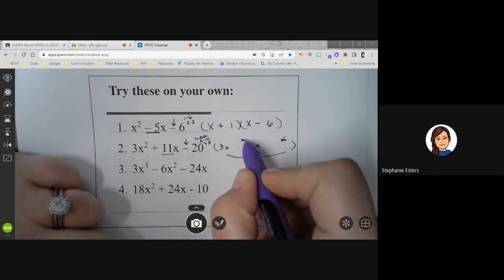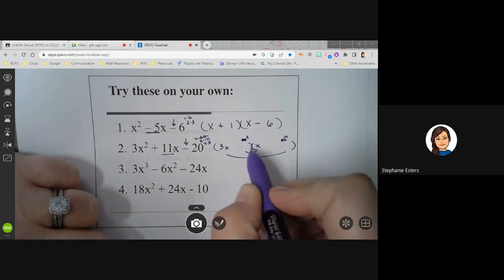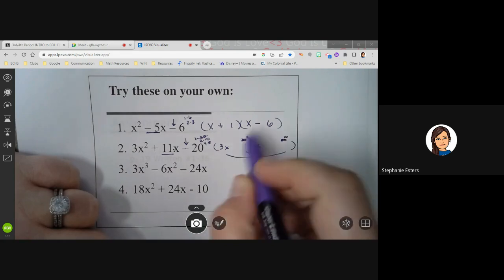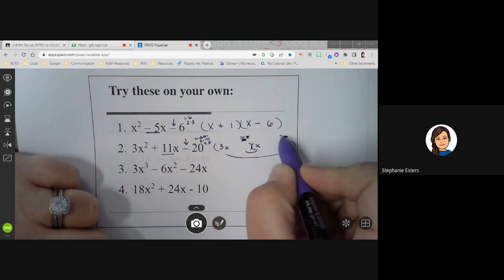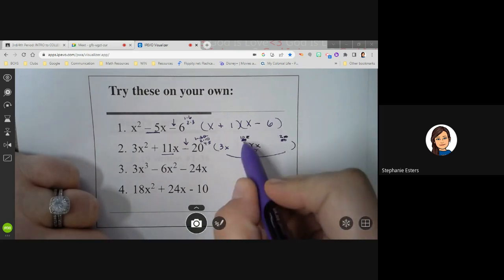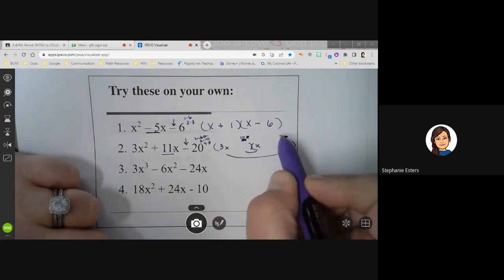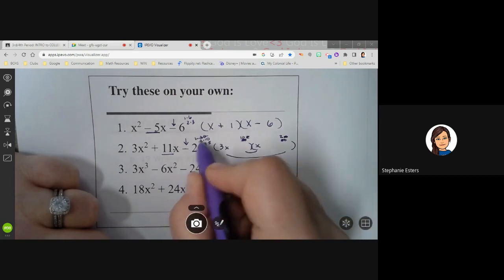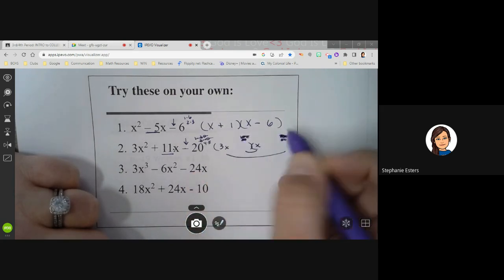If I use my 2 and my 10, that's 2 and 30, still not working. If I switch them, and I'm just doing this so mentally we can talk about it, 10 and 6 will not subtract and give me 11, so that's out. Got to be the 4 and the 5. We just got to figure out where they go.